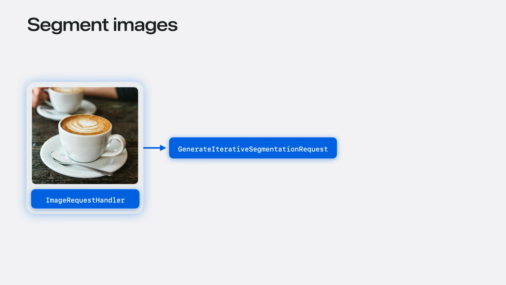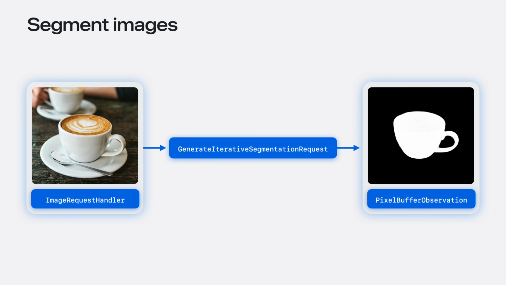To use the API, you'll start with an image. You can use an image request handler to hold your image. In Vision, images are processed using requests. To segment an object, you'll use Generate Iterative Segmentation Request. Use the image request handler to perform the request. This generates a mask of the segmented object. The mask is a pixel buffer that shows which pixels belong to the segmented object.